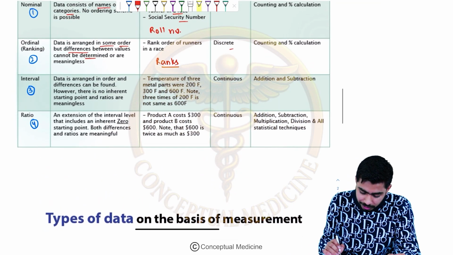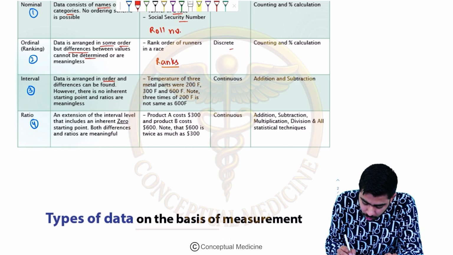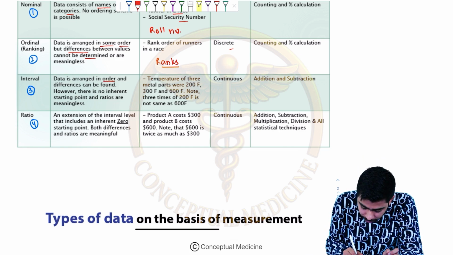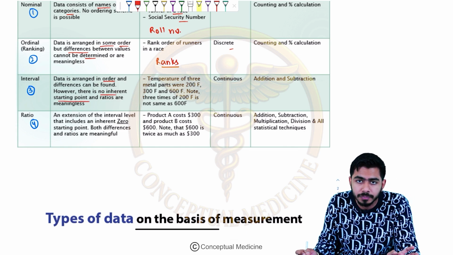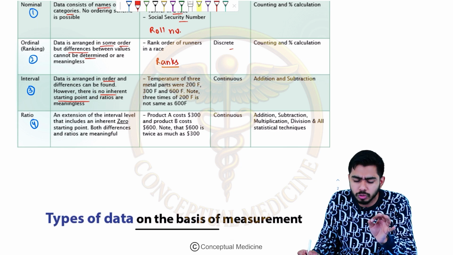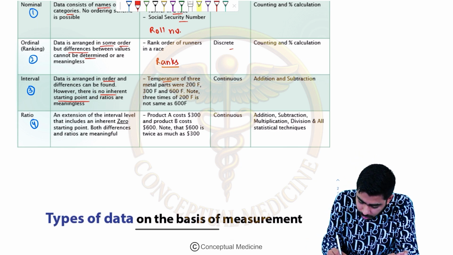So over here we shall write that in the intervals, what we have talked about, data are arranged in order. There is a category, there is an order, and there are the intervals also. There is no inherent starting point and the ratios are meaningless over here, right? In the ratio there is a true zero, but here true zero is not present. Temperature is the classical example.